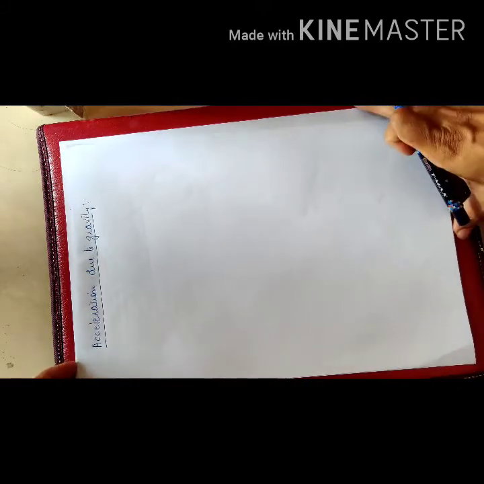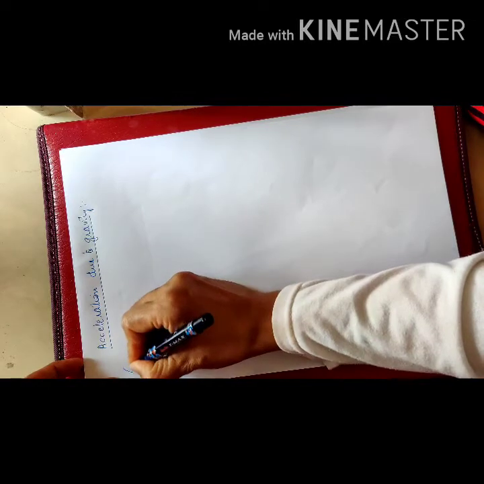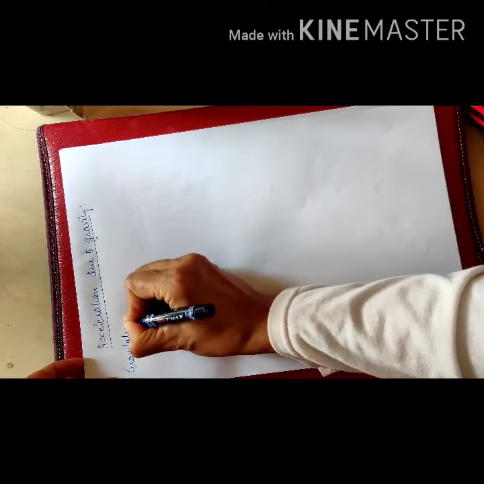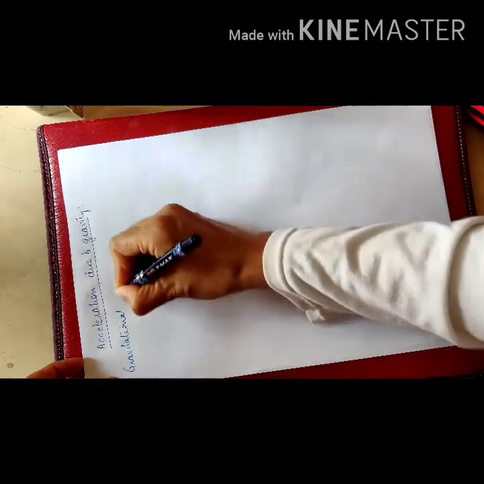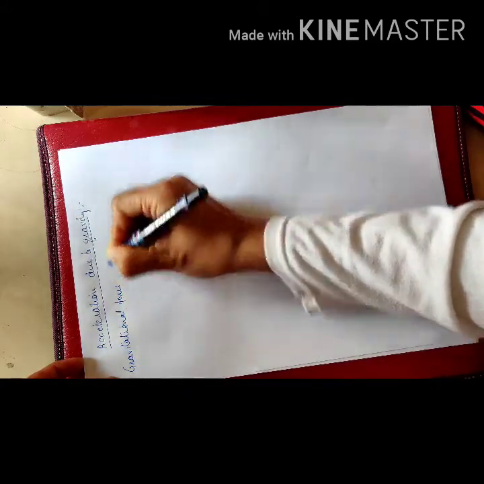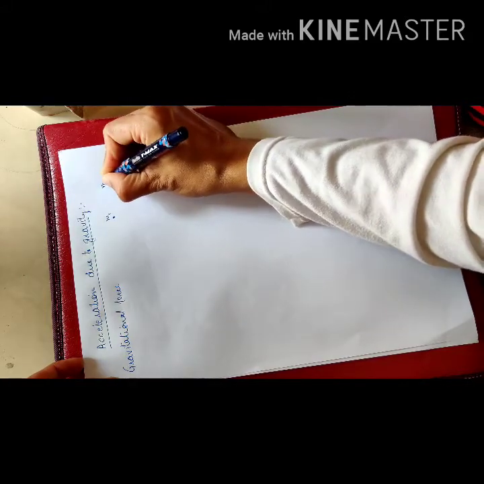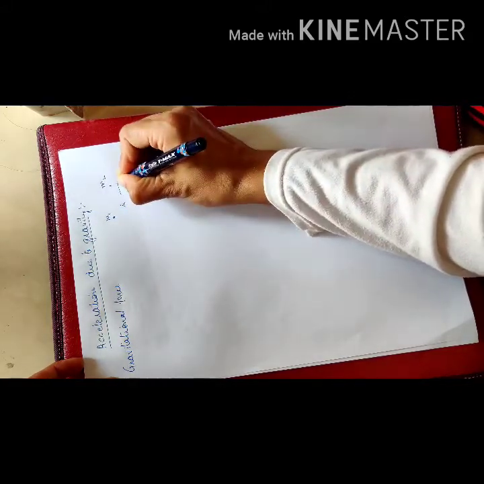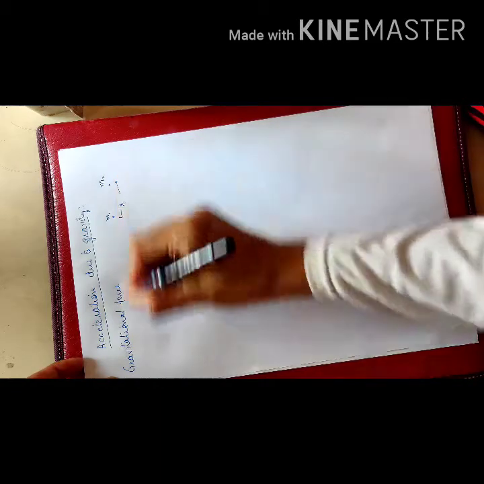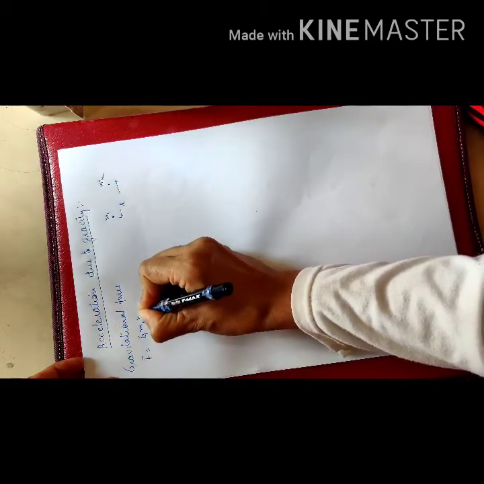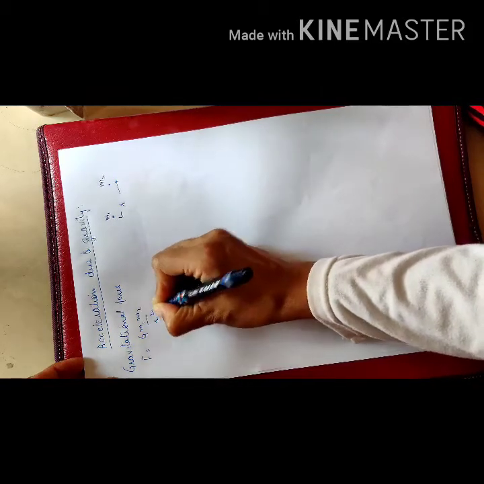Gravitational force, what is the formula of gravitational force? If I have two masses m1 and m2 separated by the distance r, then the force between them, F, is equal to G m1 m2 by r square.